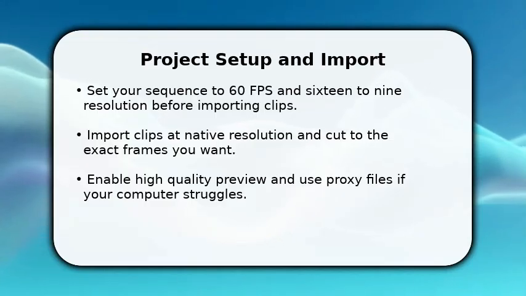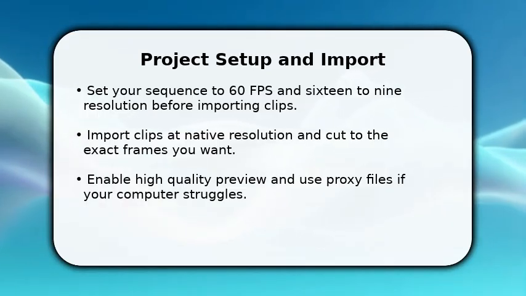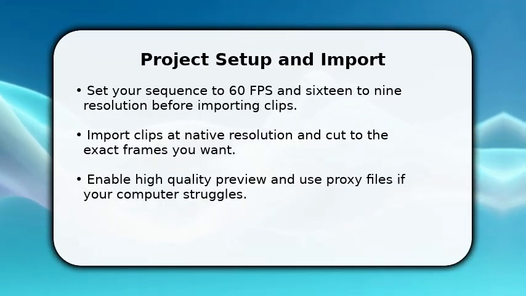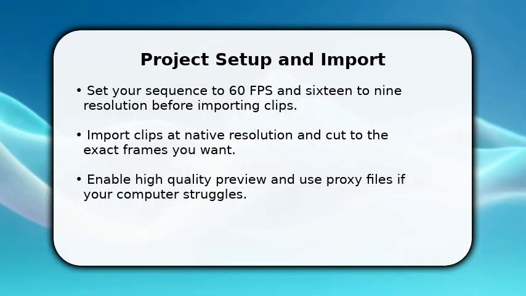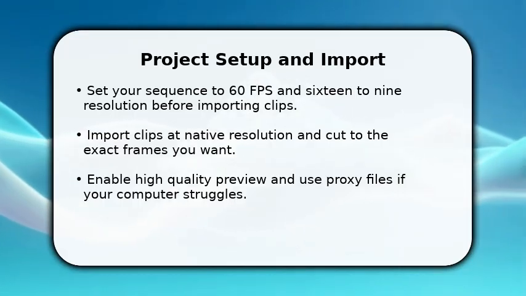Start by creating a new project with the correct frame rate and resolution. Set the sequence to 60 FPS for smoother motion blur. Choose a 16:9 aspect ratio for typical exports. Import your clips at their native resolution to avoid scaling artifacts.